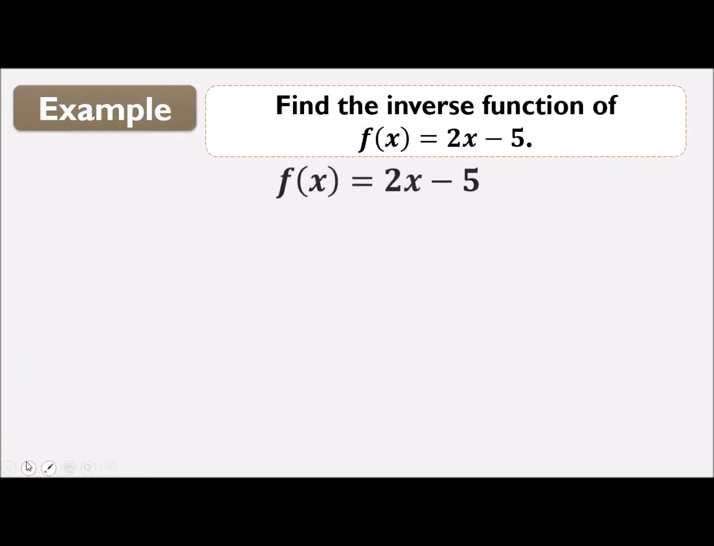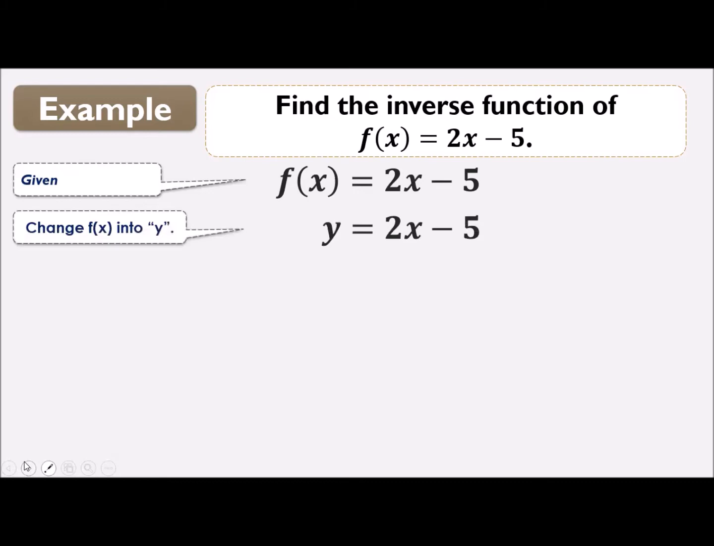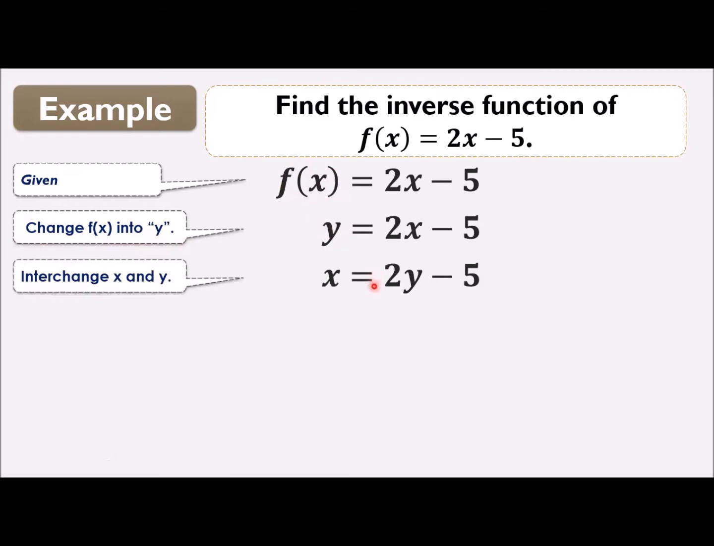So balikan natin yung step by step. Siyempre, kopyahin muna natin yung given. And then, sabi daw, sa first step, we're going to change f of x into y. So, itong f of x, naging y lang siya. Then, the next one, interchange x and y. So, itong una, y siya, magiging x lang. Tapos, yung x, magiging y. So, as simple as that.